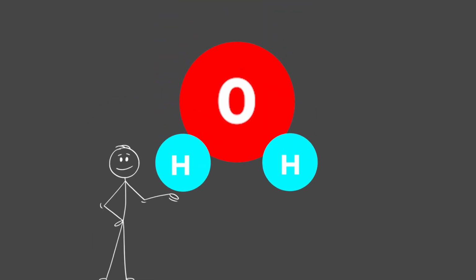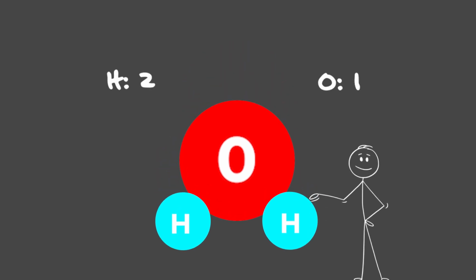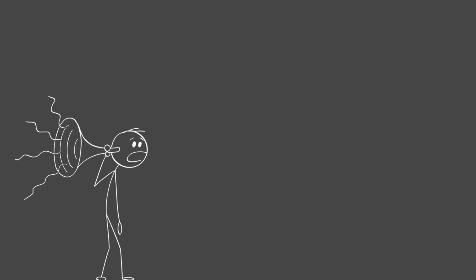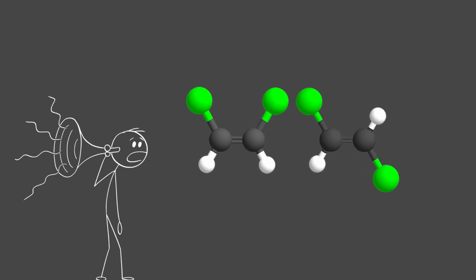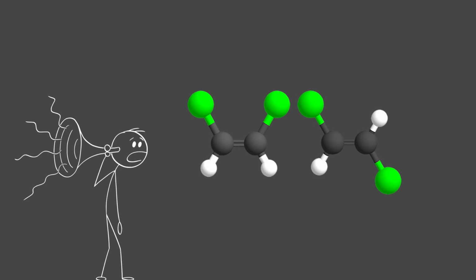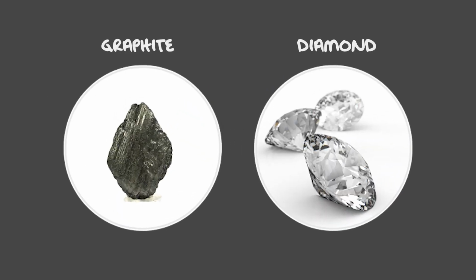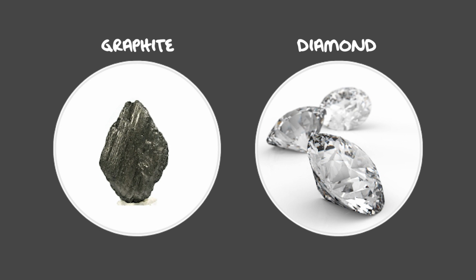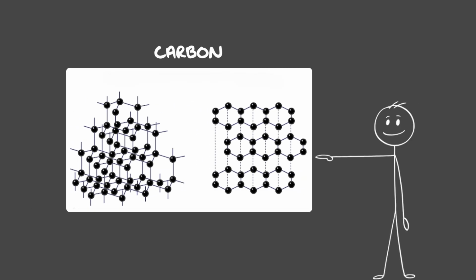Molecules are often represented by formulas, where numbers show how many atoms of each element are involved. But here's where it gets interesting. 2 molecules can have the same formula, but different structures, which are called isomers. This explains the difference between graphite and diamond. They're both made of carbon, yet their properties couldn't be more different.